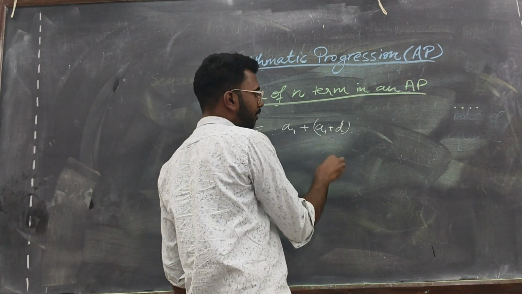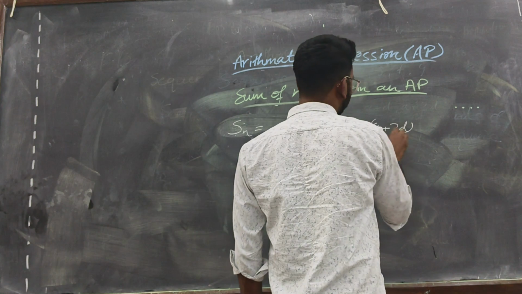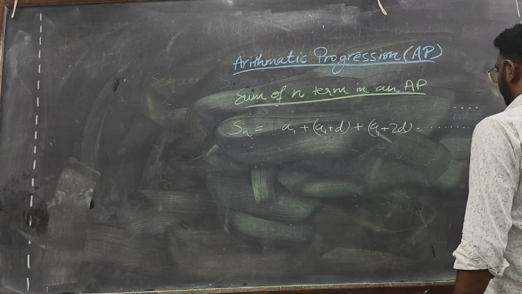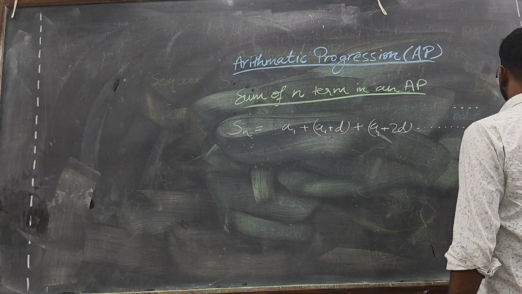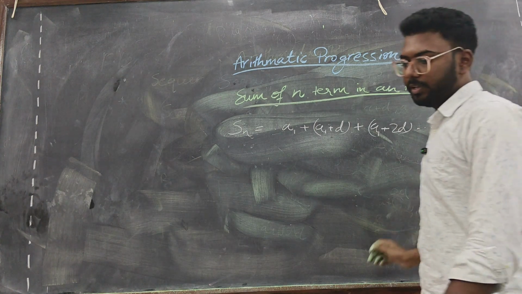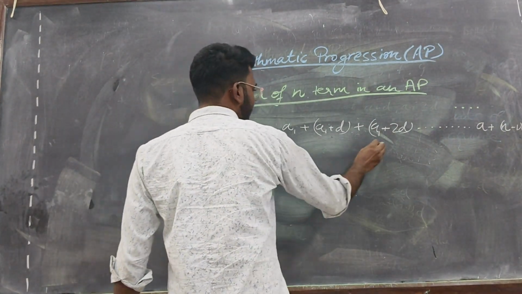This will be the second term of the AP, a1 plus 2d. This will be the third term of the AP, and so on. At last, we will arrive at a plus (n minus 1) into d. This will be the second last term of the AP, the last term of the AP. Now, this will be the first equation.